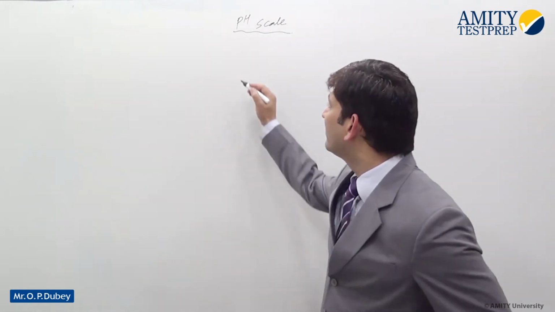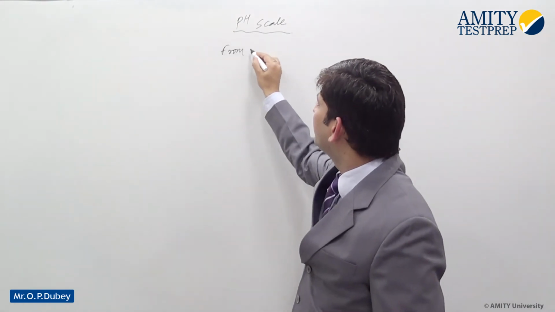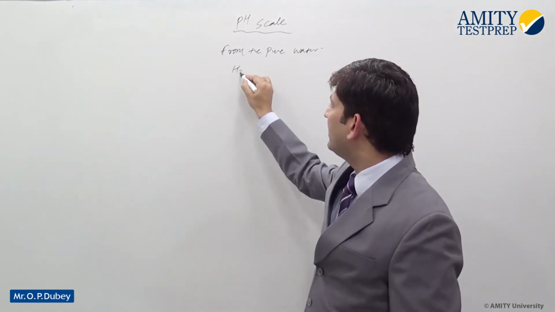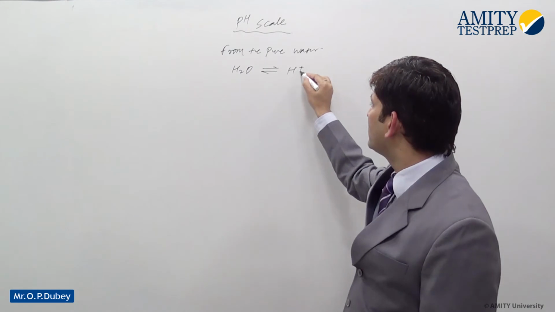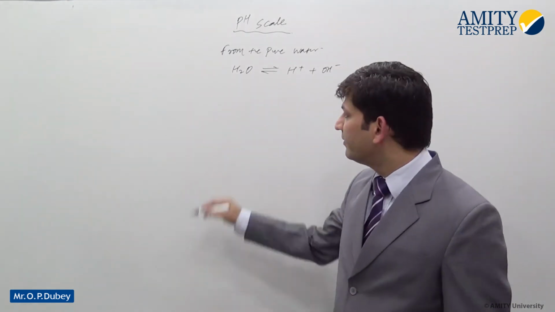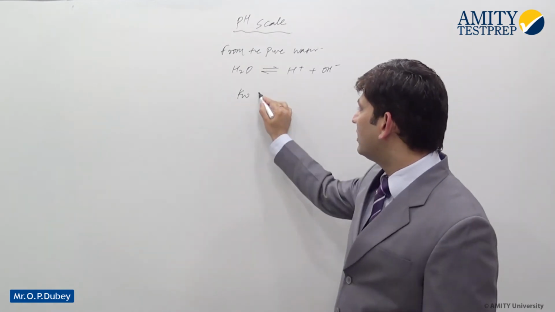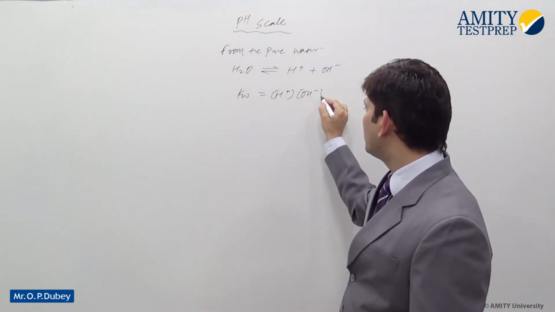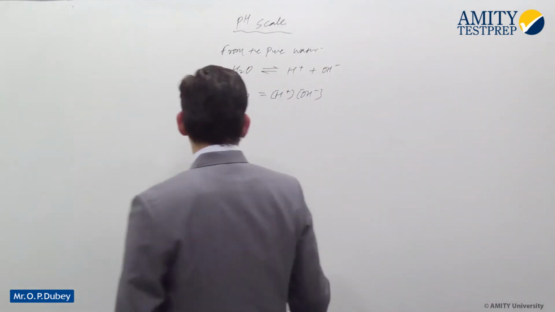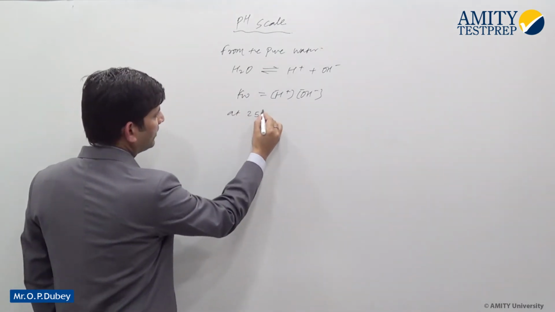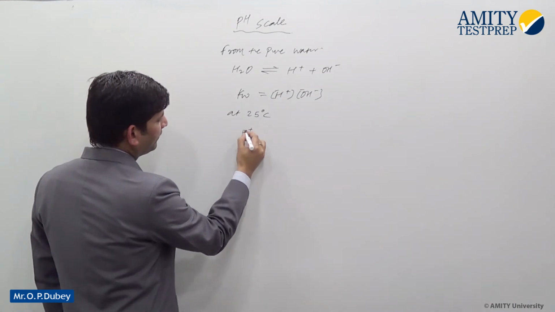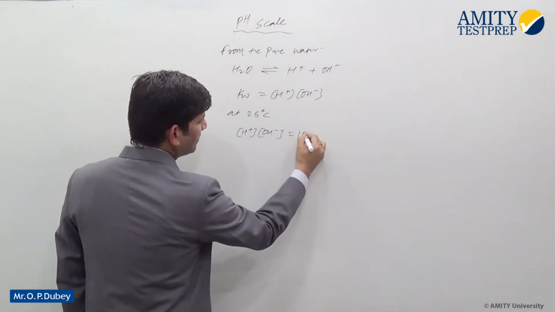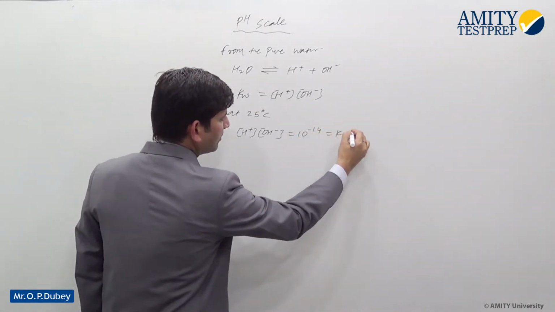Now the pH scale, simple, from the pure water, we can write the water which is dissociated as H plus ion and the OH minus ion, and the ionic product of water, which is Kw, is equal to the H plus ion concentration multiplied by OH minus ion concentration. And at 25 degrees C, the value of Kw, that is H plus ion concentration times OH minus ion concentration, is equal to 10 raised to power minus 14, which is Kw.